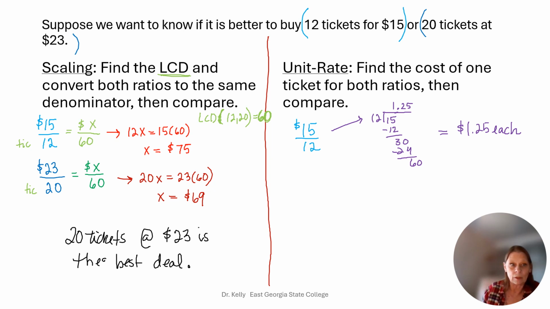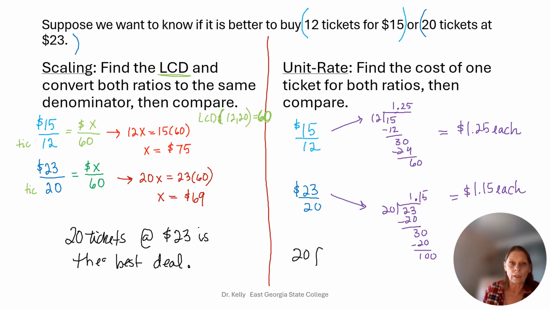Okay, and then we'll do the same thing here. Of course, we know the outcome, but let's just go ahead and struggle through it. 20 goes into 23 one time, 20, get the 3, put in our decimal point, bring down the 0, 20 goes into 30 one time, bring down the 0, we've got 10, bring down another 0, 15, so this was $1.15 each. So we can also see that 20 for 23 is best.